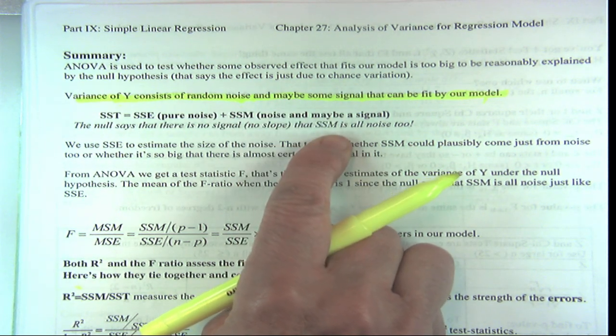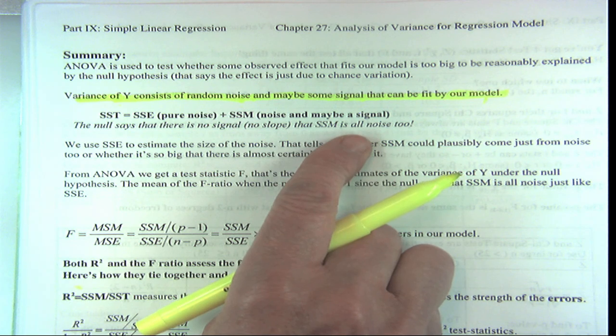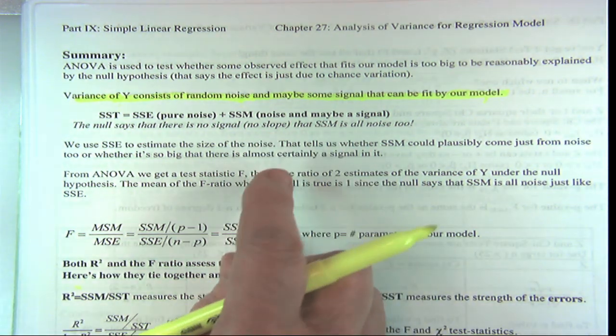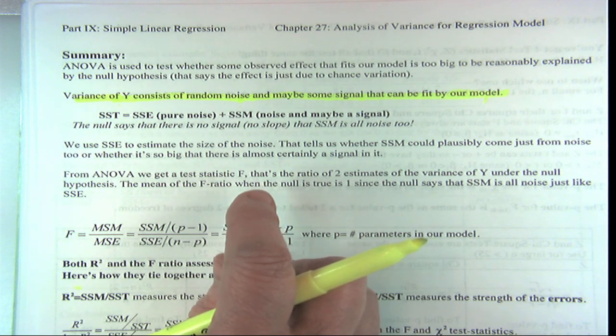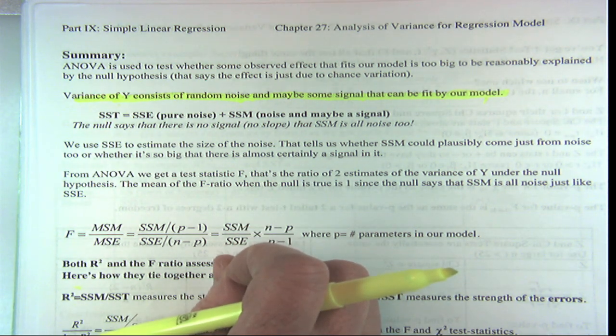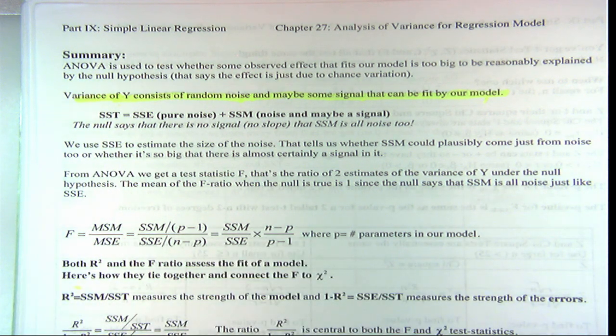It's just noise too. And if we reject the null, we say, no, we think there's a signal there. We think it's bigger than 1. We think the ratio of mean square model to mean square error is bigger than 1. And it's enough bigger than 1 that we think the chance of getting that just by the luck of the draw is less than some significance level that we set, like less than 5%. So that's all we're doing.